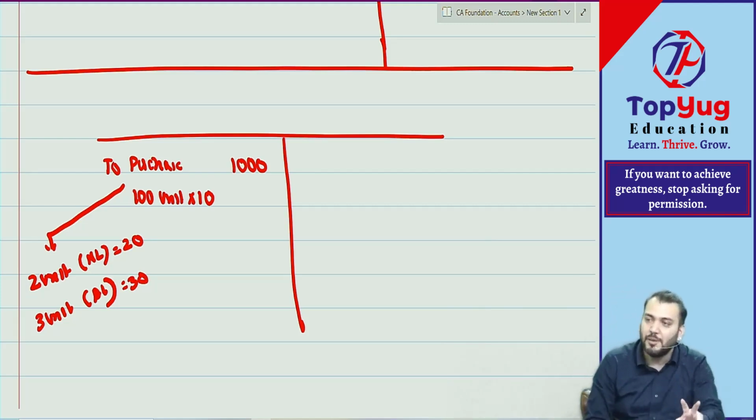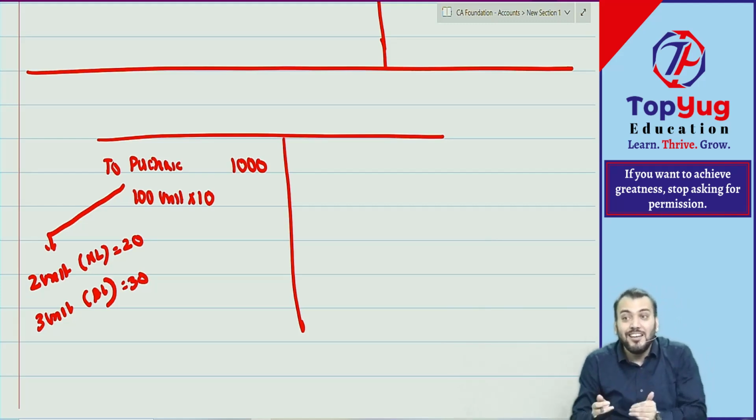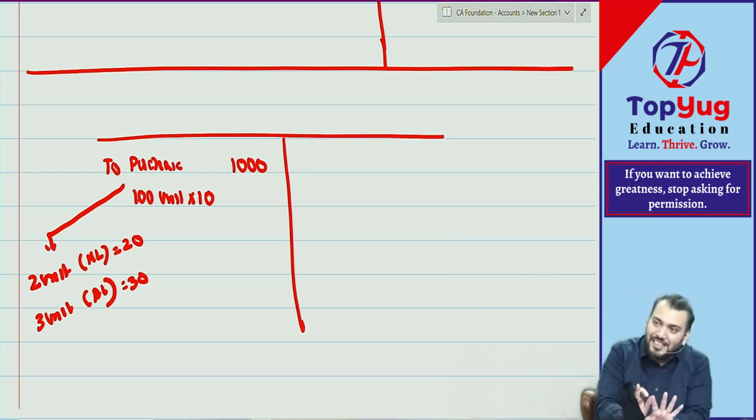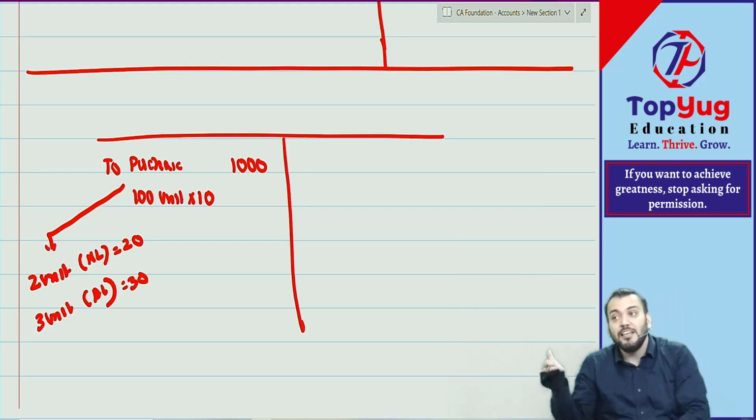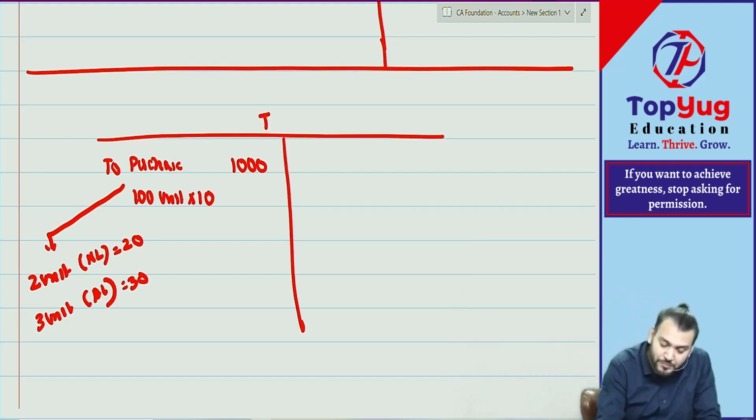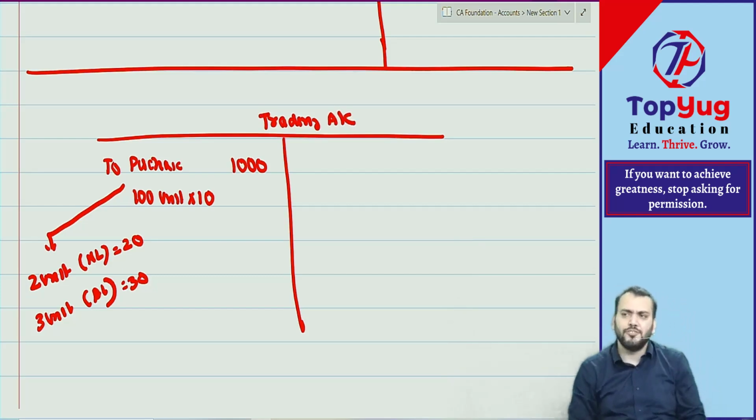One second, I will just give some hint. Normal losses are recoverable from customer. It will be debited to trading account. Abnormal losses are not recoverable from customer. It will be debited to which account? P&L account. This is which account? Trading account. But what is the journal entry for normal loss? What is the journal entry for abnormal loss?